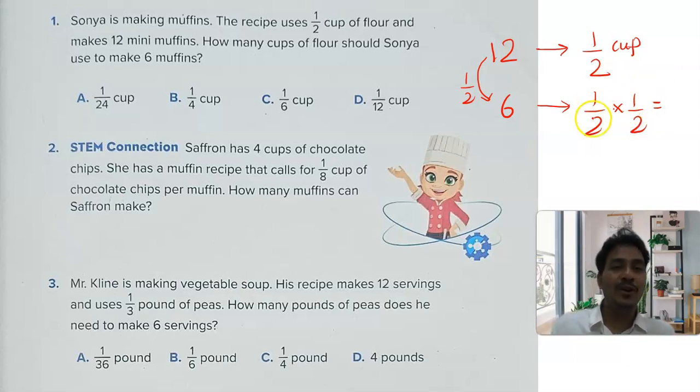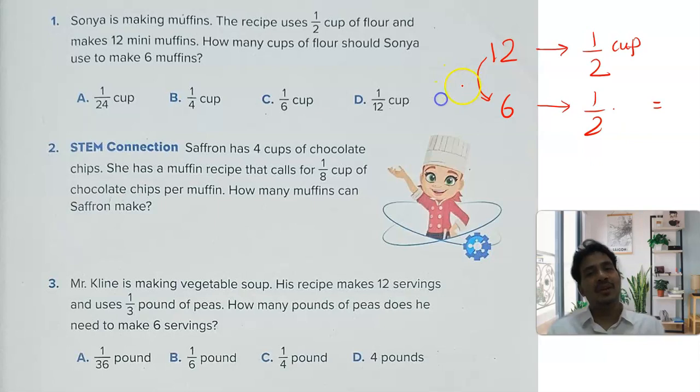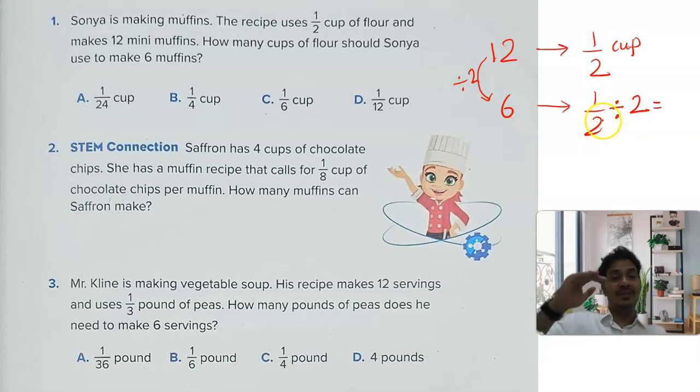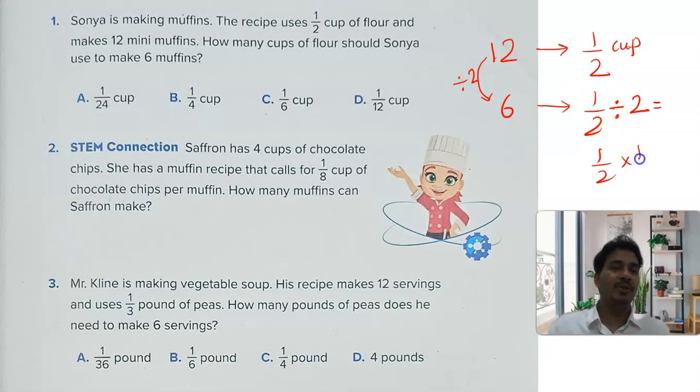Or you can also write 1/2 divided by 2. You can write it like that if you want to understand it that way. 12 divided by 2 is 6. Half divided by 2 is how much? As you know, keep, change, flip. So 1/2 times 1/2 is 1/4. The answer is 1/4 cup of flour.